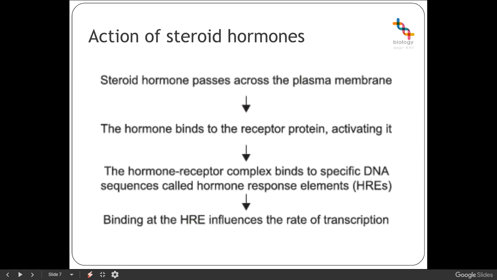Hormones which act in this way are most commonly the steroid hormones, such as testosterone and estrogen. They all follow similar pathways and are able to act on many different genes. Estrogen, for example, is able to act on over 80 different genes.